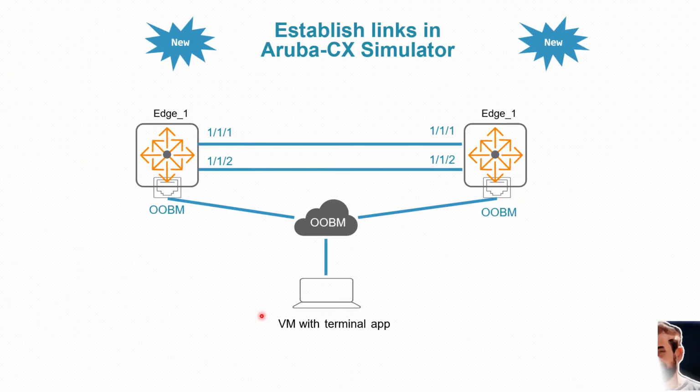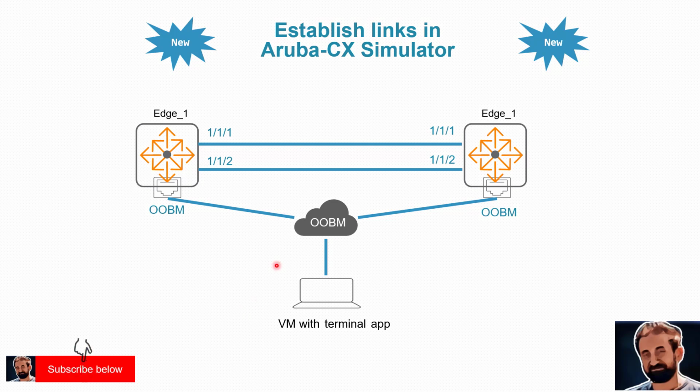Hello, it's me again. In this video, I would like to show you how to establish links in Aruba CX Simulator. So basically, we're going to show you how to establish links to out-of-band management, so you can reach these switches with the out-of-band management, let that be SSH or probably web interface, and how to establish links between switch interfaces. Like in this example, we're going to show you ports 111 and 112. Let's have a look.